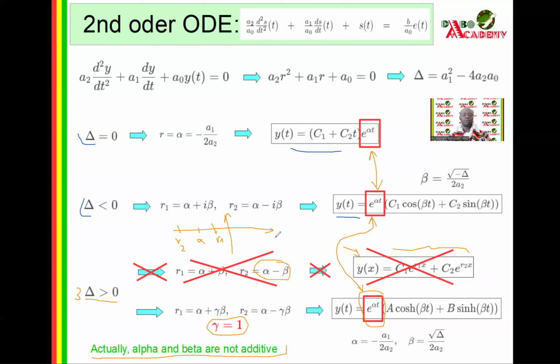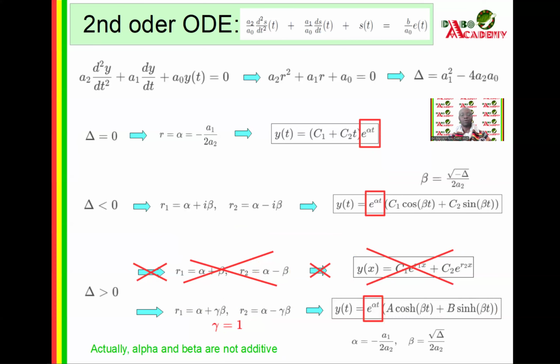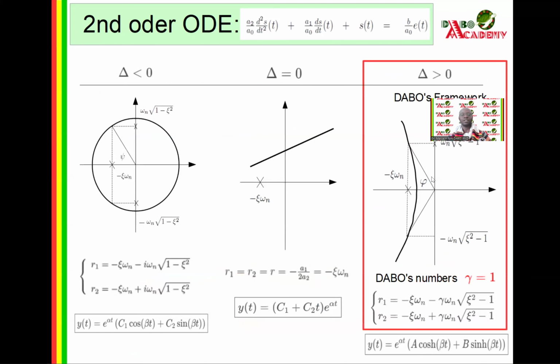So from here, what I do when I introduce this number gamma is I don't allow the addition of alpha and beta. I separate alpha from beta, and by doing so, I can write this expression to recover the exponential of alpha t and the hyperbolic trigonometric solution here that you can observe. And this is a very important way of seeing things. So if you separate this and this, which framework will you be using to represent these numbers? This is very important. This is why I introduce the framework, and this framework I just call DABO's framework. Okay, and it is here, as you can see, it is here.